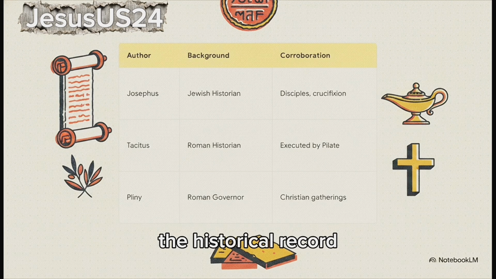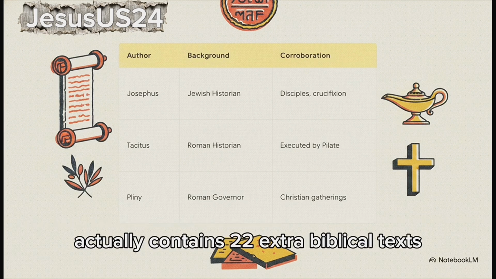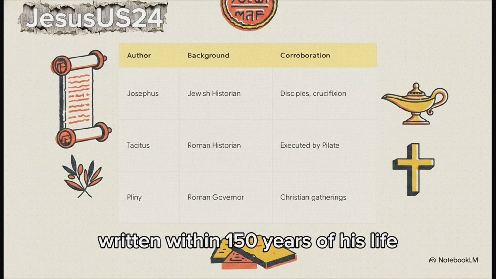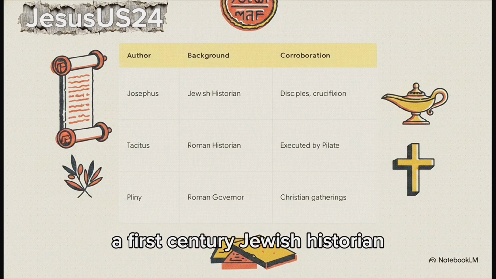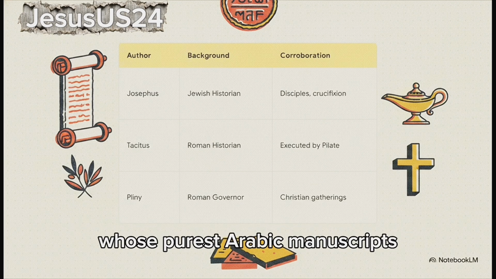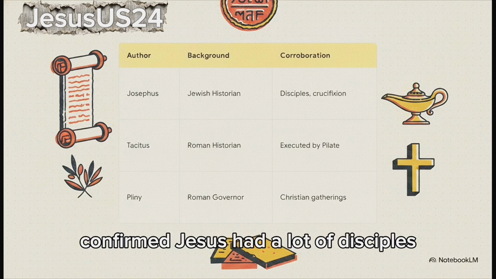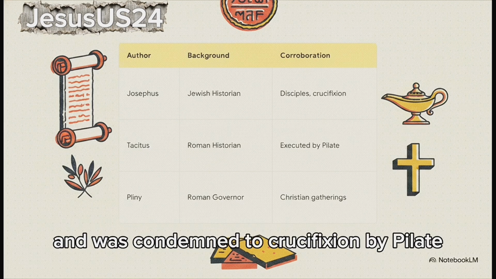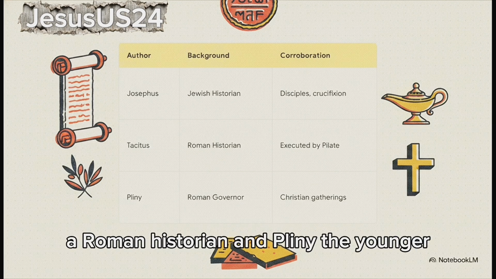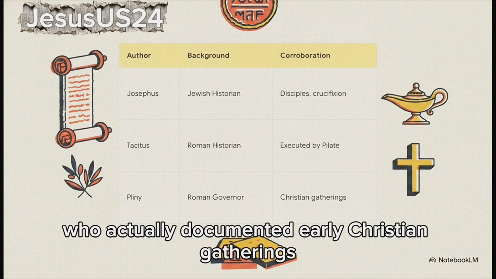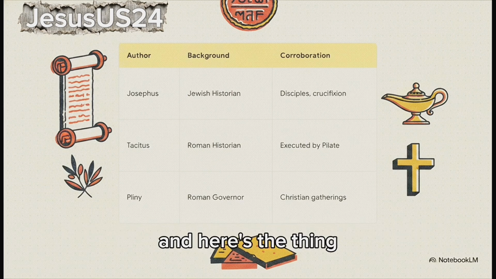The historical record actually contains 22 extra-biblical texts written within 150 years of his life, and among the most crucial are Flavius Josephus, a first-century Jewish historian whose purest Arabic manuscripts confirmed Jesus had a lot of disciples and was condemned to crucifixion by Pilate. Then we have Cornelius Tacitus, a Roman historian, and Pliny the Younger, a Roman governor who actually documented early Christian gatherings. And here's the thing.